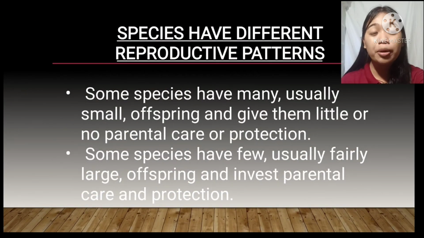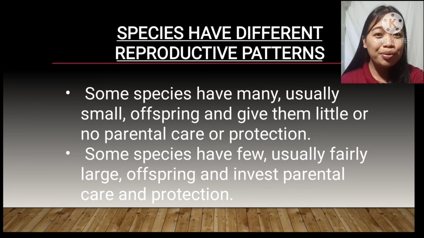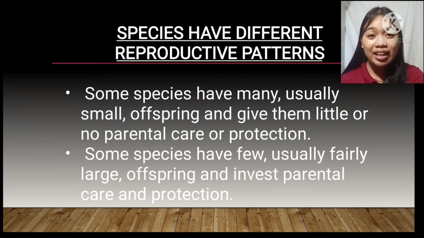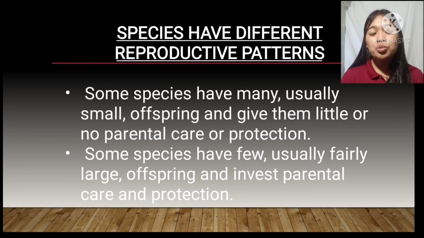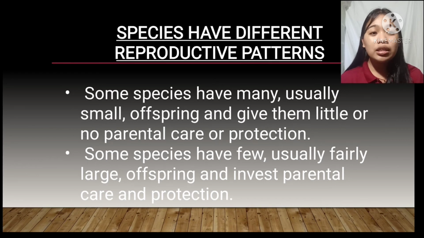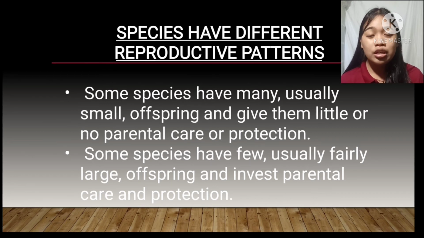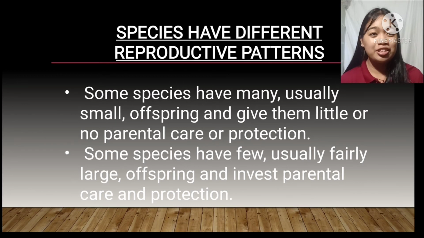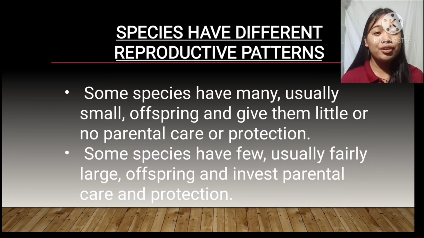Then, species have different reproductive patterns. Some species have many, usually small offspring and give them little or no parental care or protection, like for example the cockroach and the dandelion. Some species have few, usually fairly large offspring and invest parental care and protection. So there are some species nga need og care, highly, you must extend your care and protection, especially for those large offspring. And then, one example of these are the elephant. So next slide, I will show you the example.